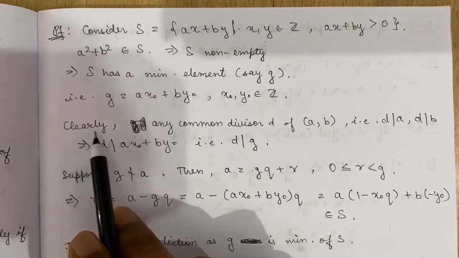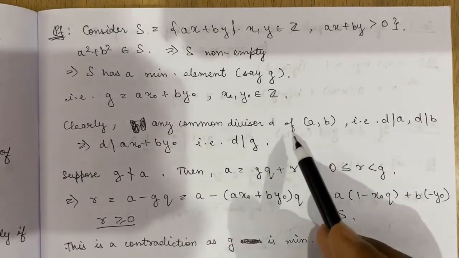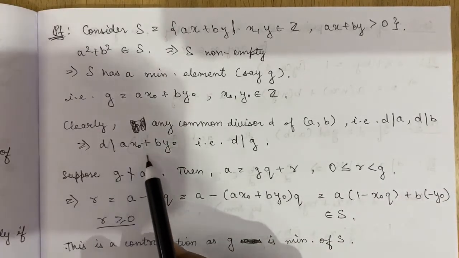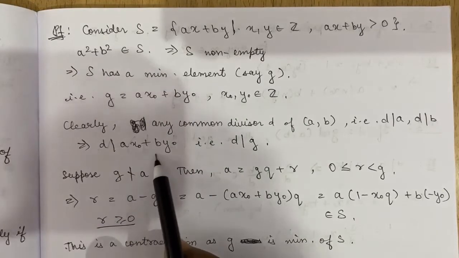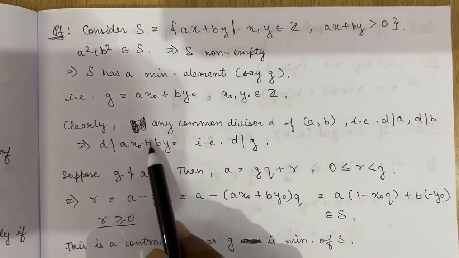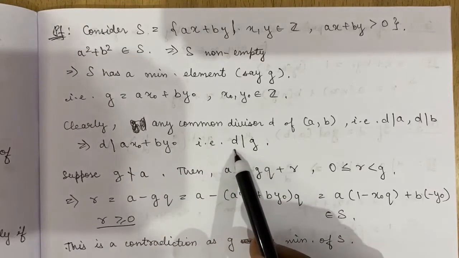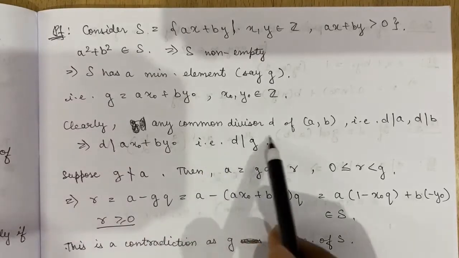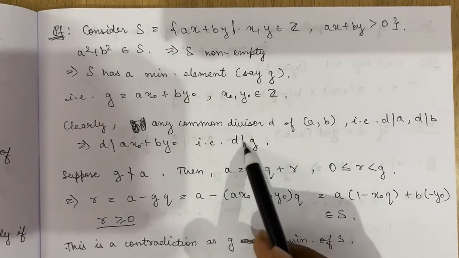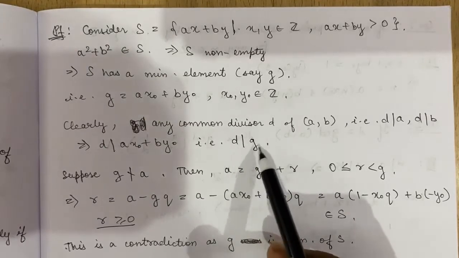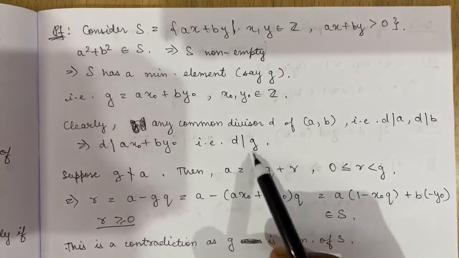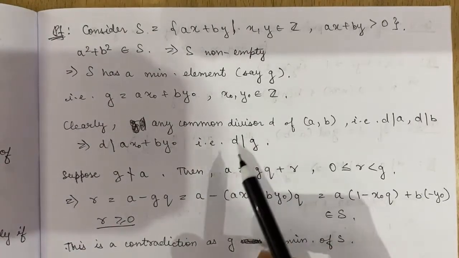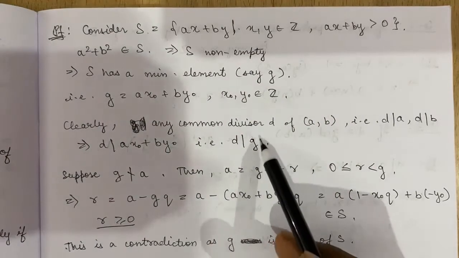Now take any common divisor D of A and B, that is D divides A and D divides B. Then D divides A x0 plus B y0. D would divide any linear combination. Recall the properties of divisibility. Then D would divide G because G is equal to A x0 plus B y0. So any common divisor of A and B divides G. So G is the greatest of the common divisors, but we haven't yet proved that G is a common divisor. If we prove G is a common divisor of A and B, we would have shown that G is the GCD of A and B.